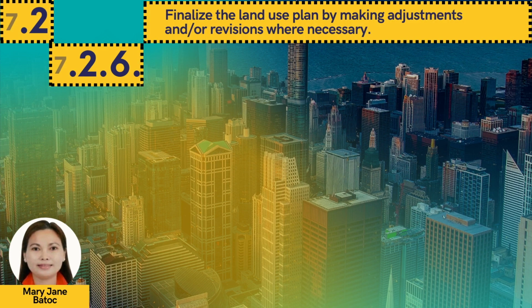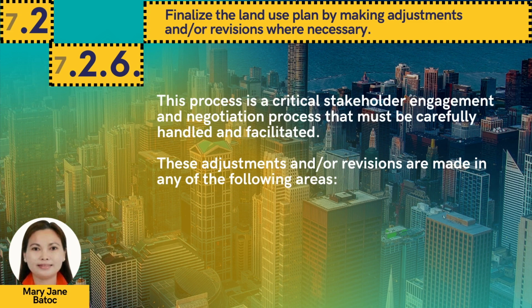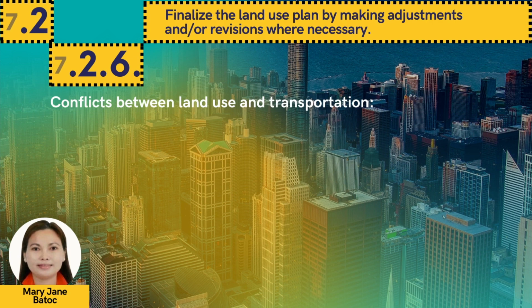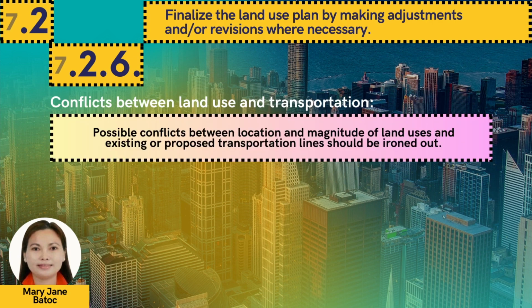Step 7.2.6: Finalize the land use plan by making adjustments and/or revisions where necessary. This process is a critical stakeholder engagement and negotiation process that must be carefully handled and facilitated. These adjustments and/or revisions are made in any of the following areas: conflict between land use and transportation. Possible conflicts between location and magnitude of land use and existing or proposed transportation lines should be ironed out.